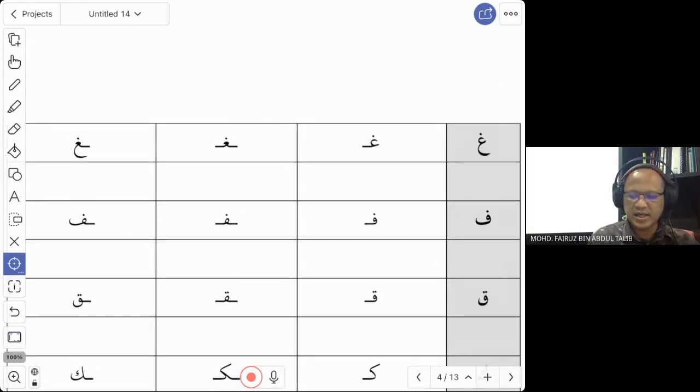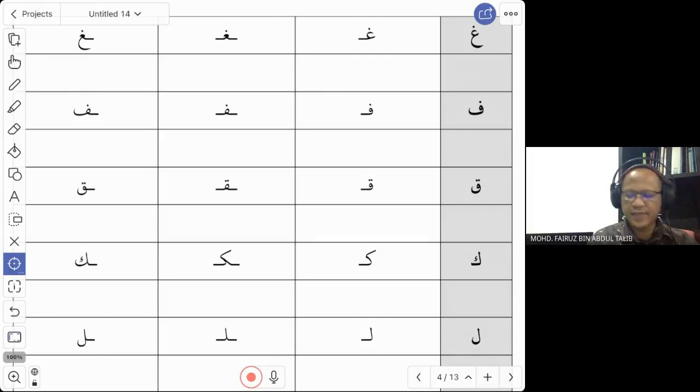Okay, Ain and Ghain, it is similar. Ghain. Okay, right. Now, the next letter, which is Fa. Fa and Qaf, okay, the rule is similar. Fa, you can join Fa to the next letter. Qaf, you can join Qaf to the next letter. This is the middle Fa and the middle Qaf.